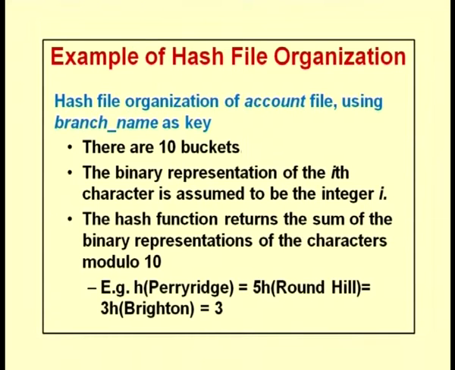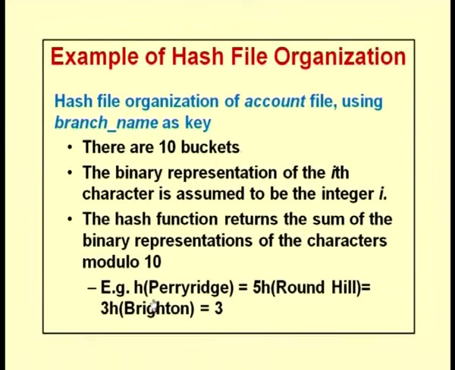The ith character is assumed to be integer i. So, you will have 26 integers basically. So, you add all those. So, A, B, C, D like that; E is 5, for example, Y is 25, for example. So, you add all this, and whatever number you get, you do modulo 10, and then for that you find the hash value.